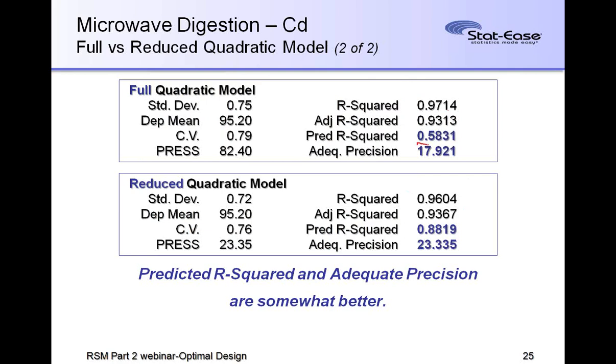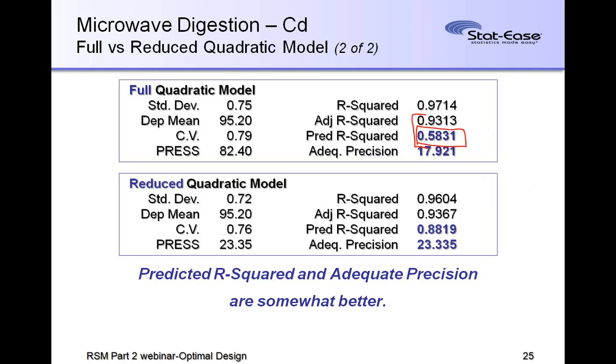If you look at that full model before reduction, we had 0.583 for that predicted R-squared. So it's pretty low. The difference between adjusted and predicted is greater than our rule of thumb. So that's 0.4, not 0.2. So it's not a good fitting model. So you wouldn't want to use that for prediction.